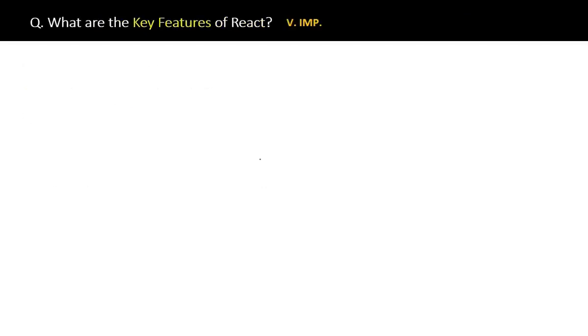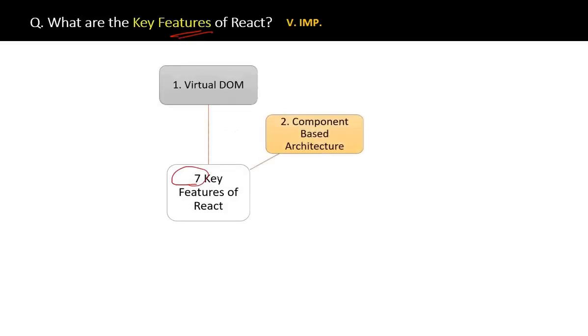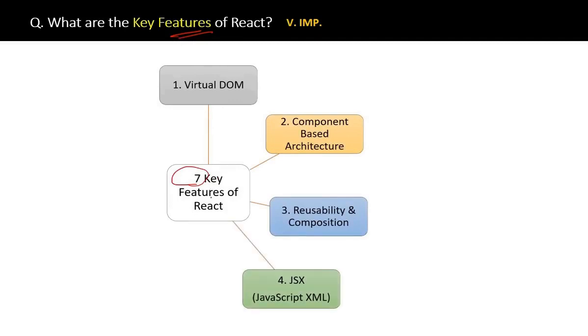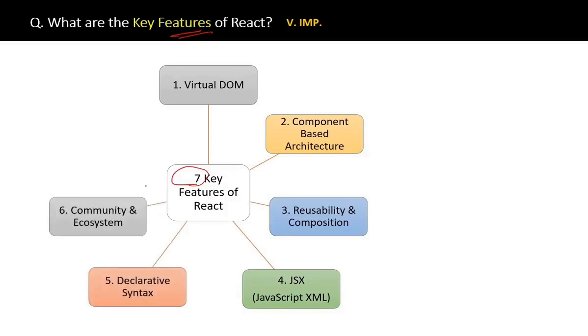Okay. What are the key features of React? Here are the 7 key features of React. Virtual DOM, component-based architecture, reusability and composition, JSX, which stands for JavaScript XML, then declarative syntax, and then community and ecosystem, and React hooks. Because of all these features only, React is an excellent choice for building front-end applications, okay?